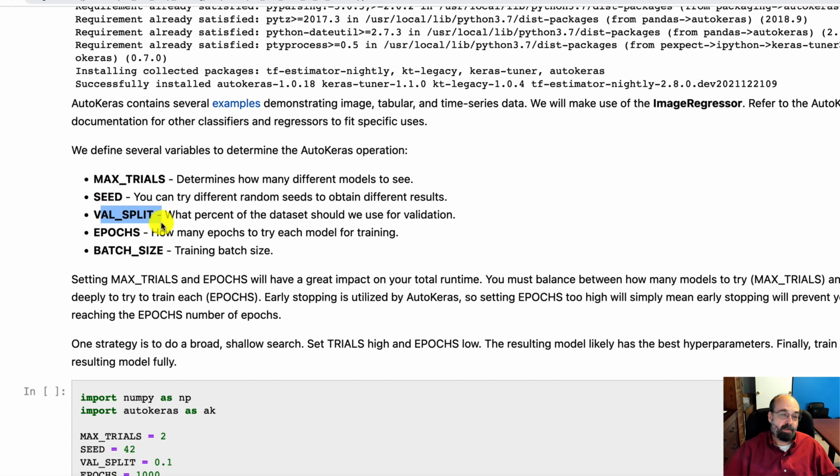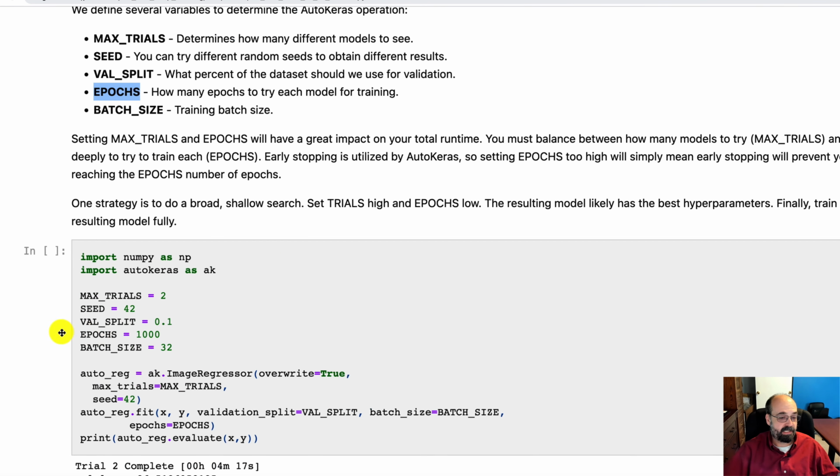Then the validation split: what percentage of this data set do you want to use for validation for early stopping? Epochs: how many epochs do you want to train through? Now there are several strategies you can take here. I like to do a lot of maximum trials, but fairly shallow. So the final neural network that this model actually produces is not going to be my final one. I'm just going to steal its structure and then retrain much, much more extensively, possibly on multiple GPUs or something much more advanced. And then the batch size, that's your typical batch size, usually 32 or so is a common one for this. And here I set these up.